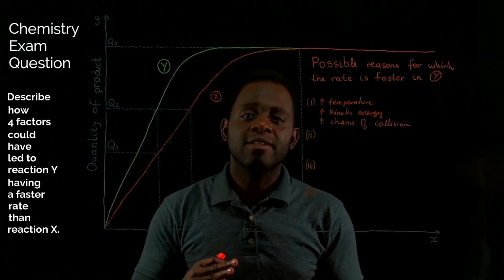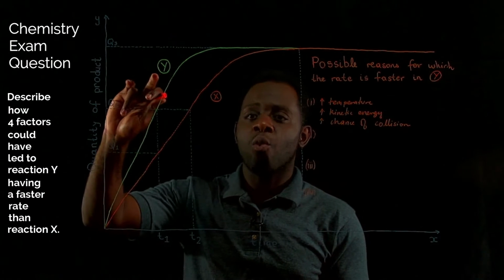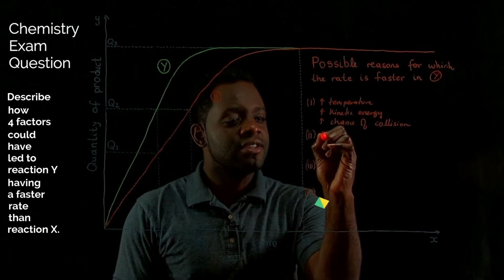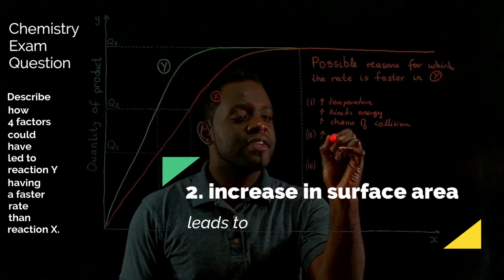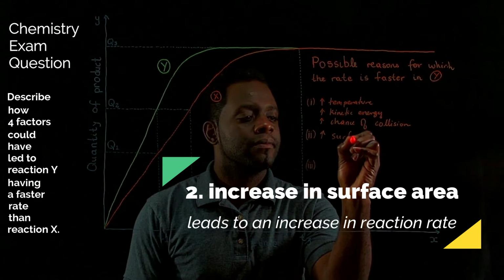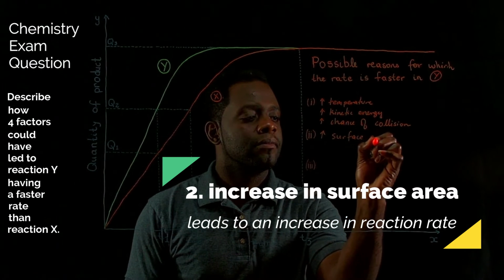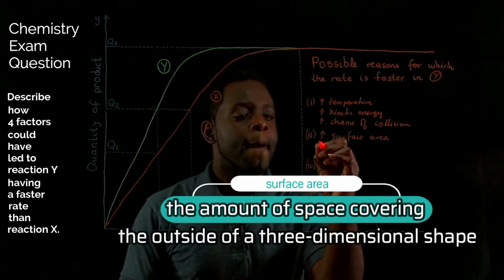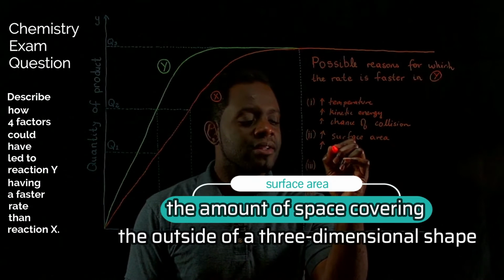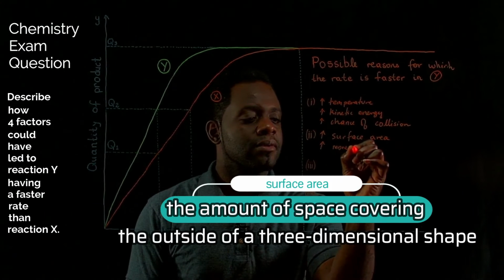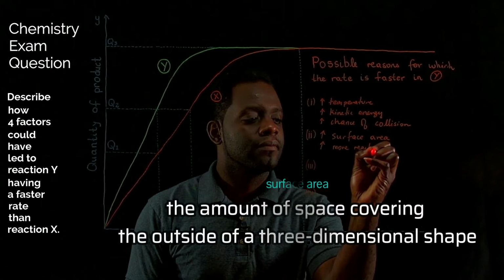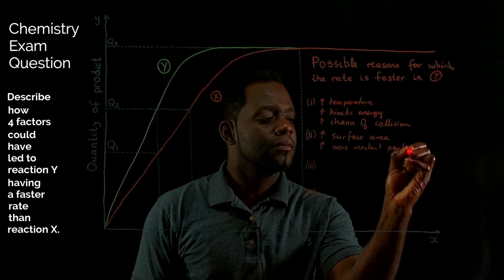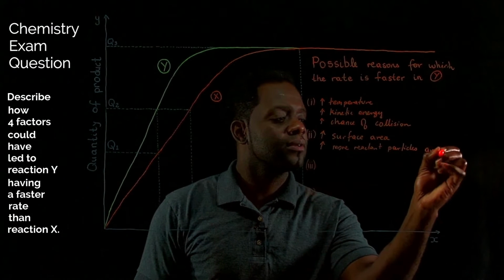The second factor that could have increased the rate of reaction Y above the rate of reaction X is an increase in surface area. With an increase in surface area, more reactant particles are exposed.